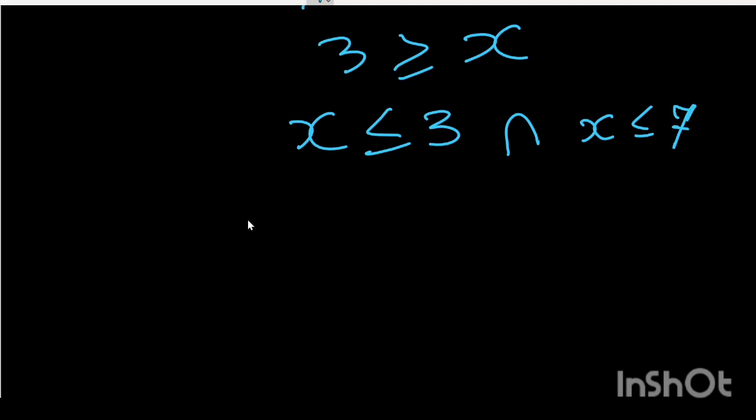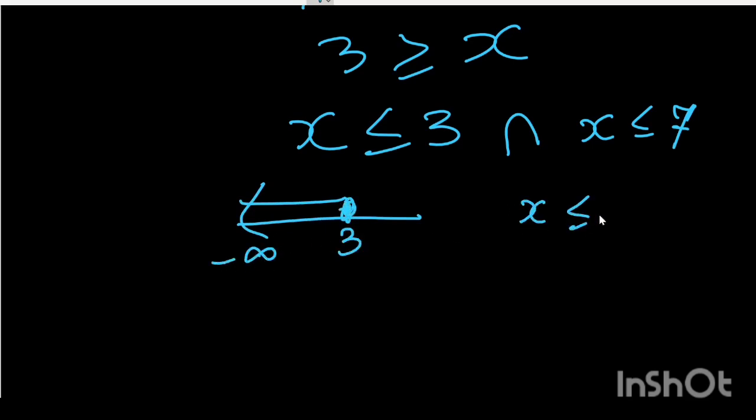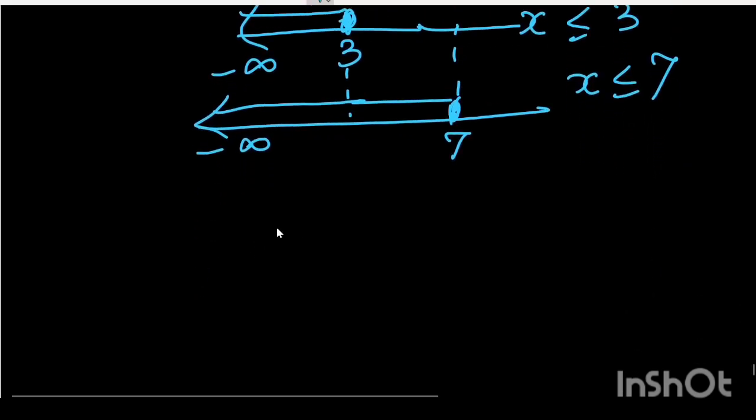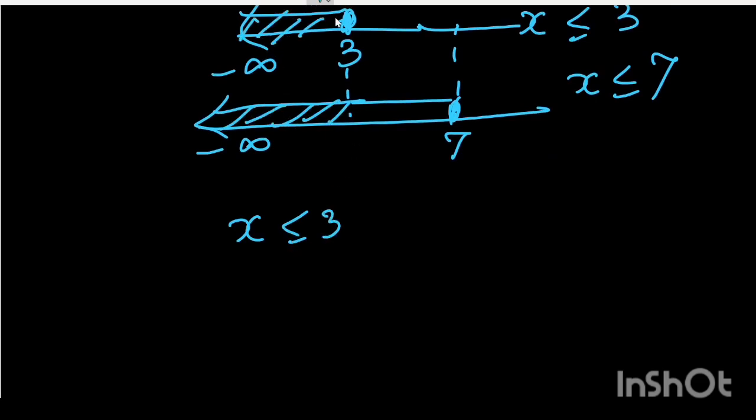So if you take the intersection, x less than or equal to 3 is minus infinity to 3, and x less than or equal to 7 is this, which obviously is a superset of x less than or equal to 3. As you can see here, the intersection of x less than or equal to 3 and x less than or equal to 7 will be x less than or equal to 3 only. This is the intersection.